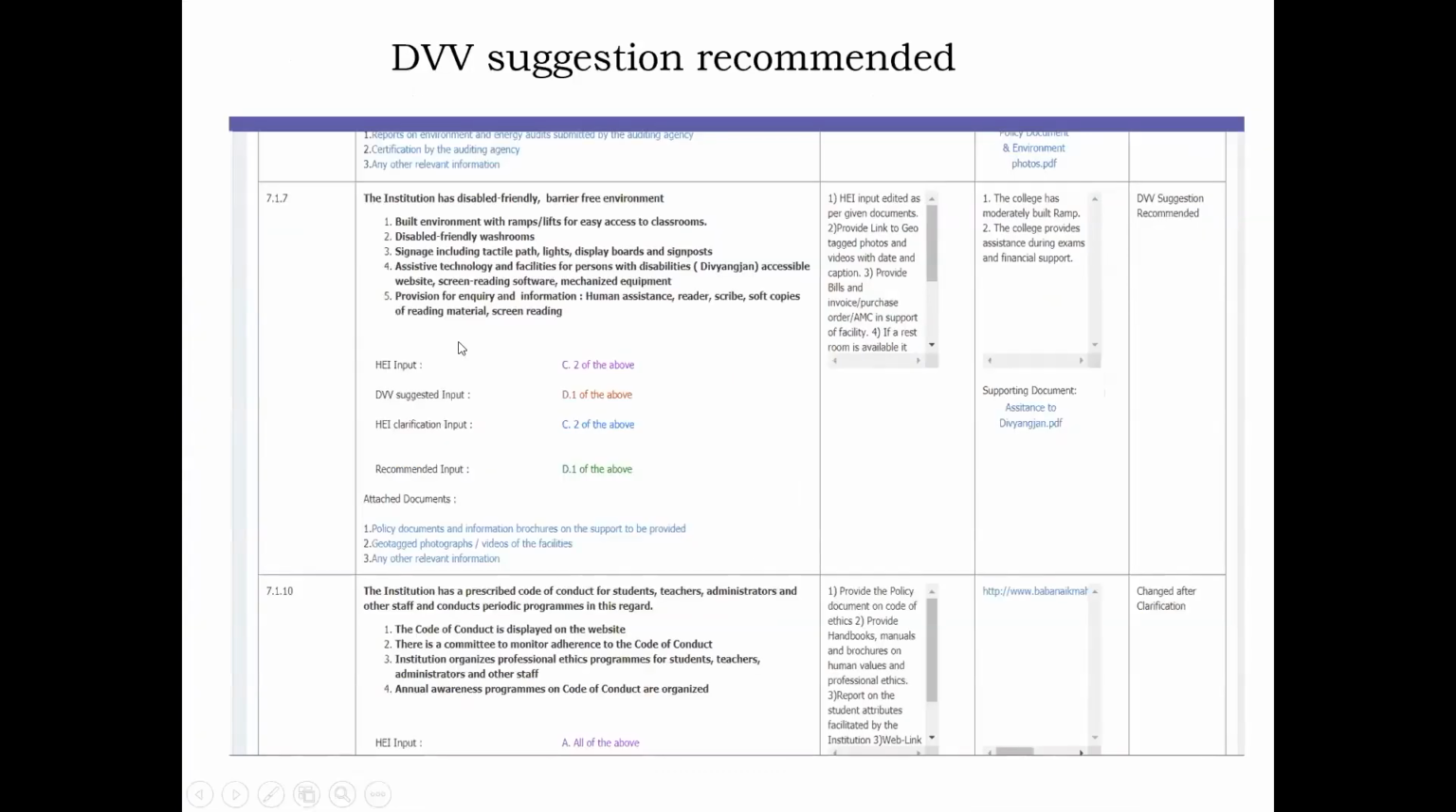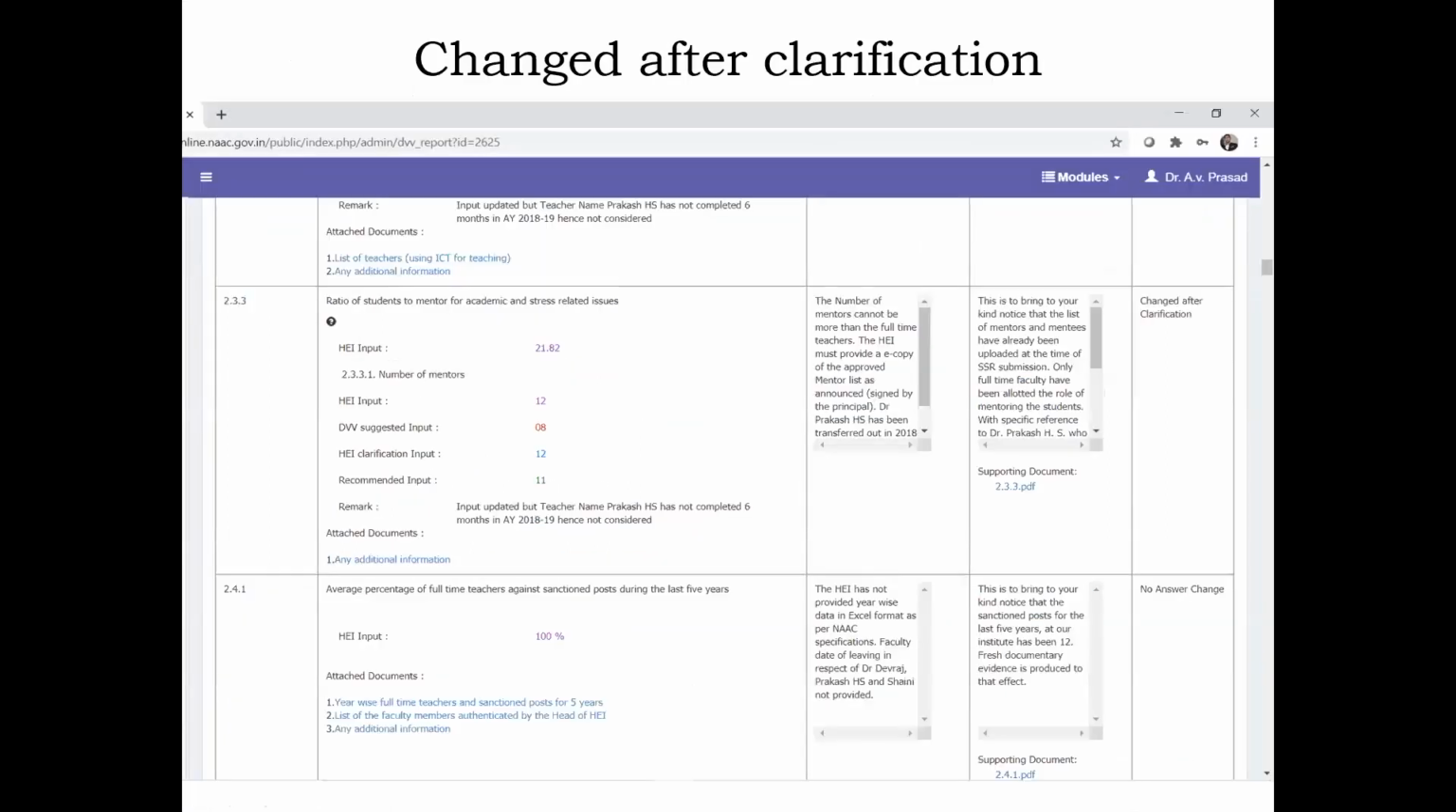For DVV suggestion recommended, the HA input was 2 of the above, DV 1 of the above, again HA 2 of the above, but the supporting documents are not in line with the SOP and as sought by the DVV. Hence, the DVV has given the input 1 of the above. Now change after clarification. If you see here, initial input 12, DVV 8, HA again clarified it's 12, recommended input 11. That means change after clarification.